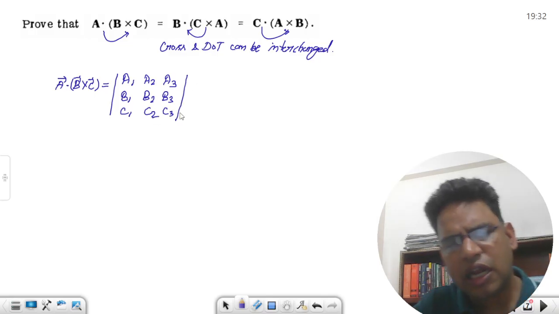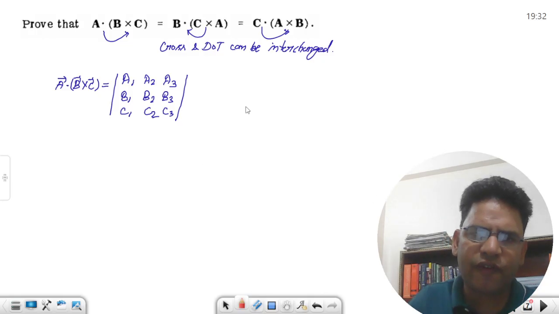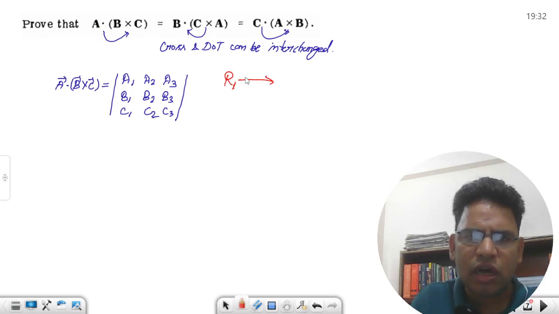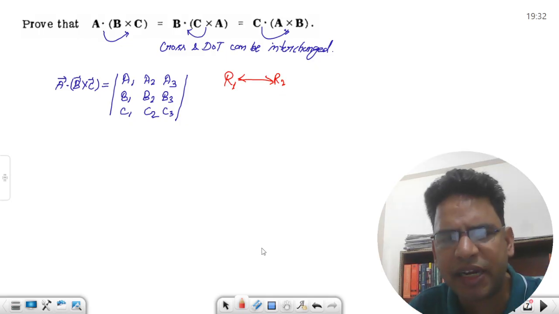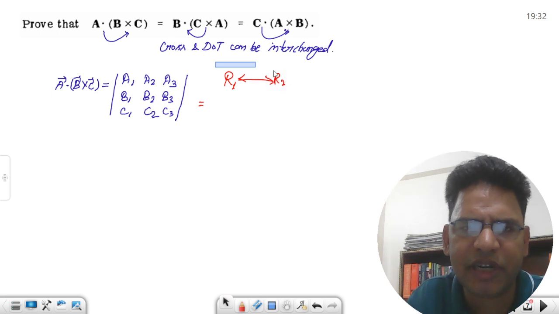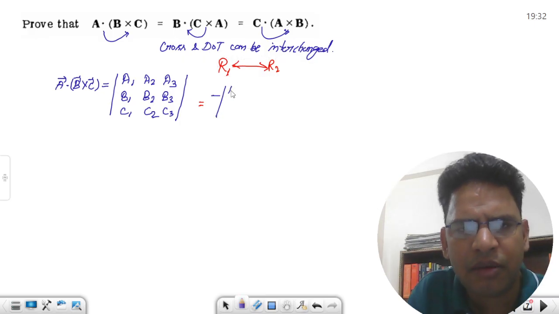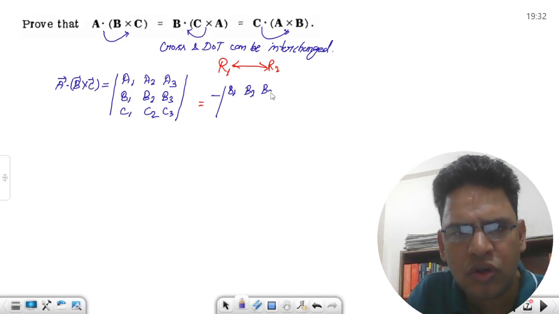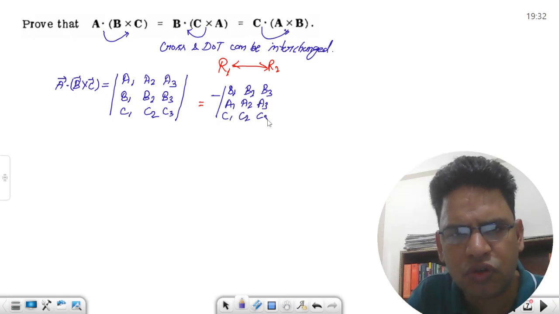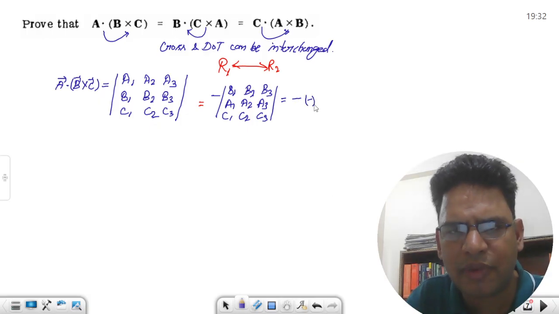अब ध्यान से सुनना. Now I am going to use the property of determinant. So if I were to change two rows, R1 और R2 को replace कर दूं, then it is going to pick a negative sign. This determinant is the same as if this operation is applied here, okay? How am I going to write it? It is going to pick a negative sign, but you have B1, B2, B3, A1, A2, A3, C1, C2, C3. Now again another sign, minus, and it is going to be minus into minus.